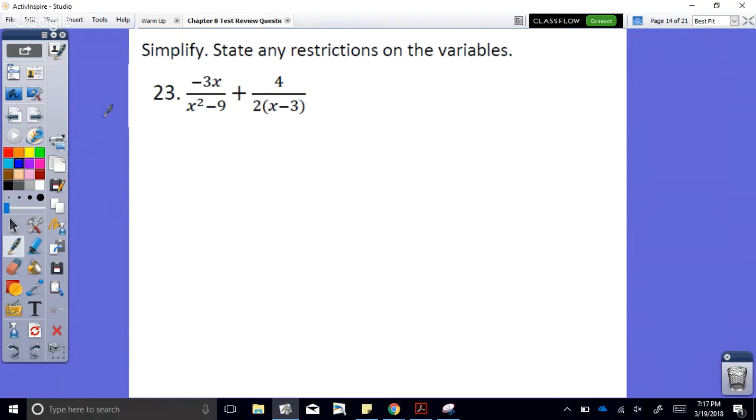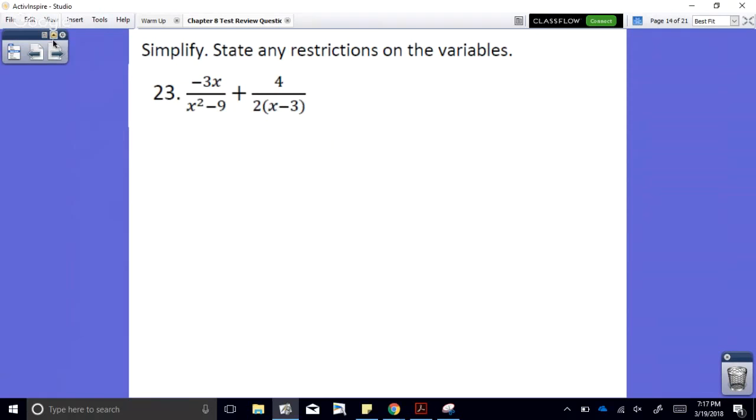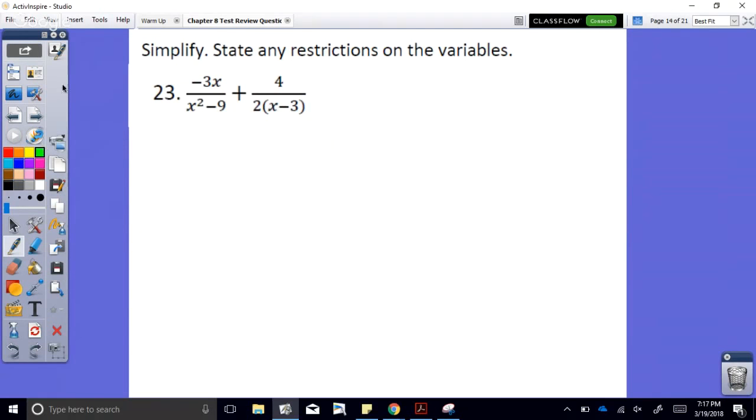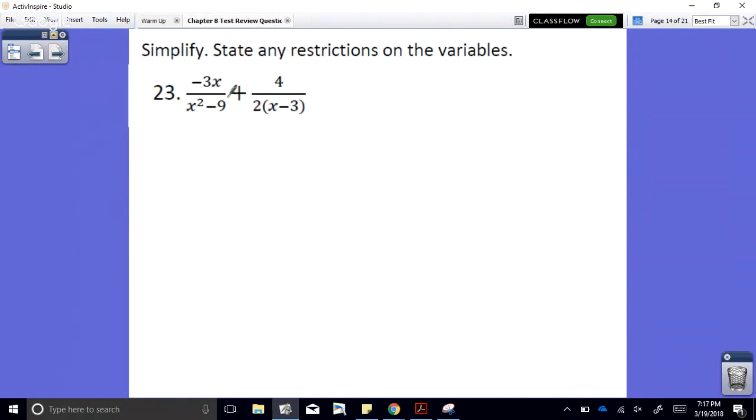All right, so now we're getting to the addition and subtraction. Also remembering to state any restrictions. First thing, if it's not already, is to factor. So the first thing we're going to do here is factor. So this is really negative 3x. Difference of two squares, we have x plus 3, x minus 3, plus 4 over 2 times x minus 3.